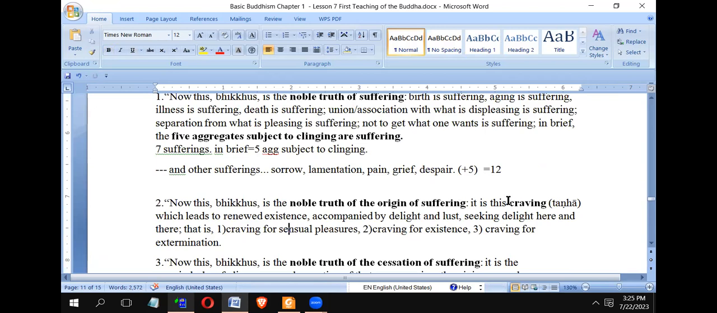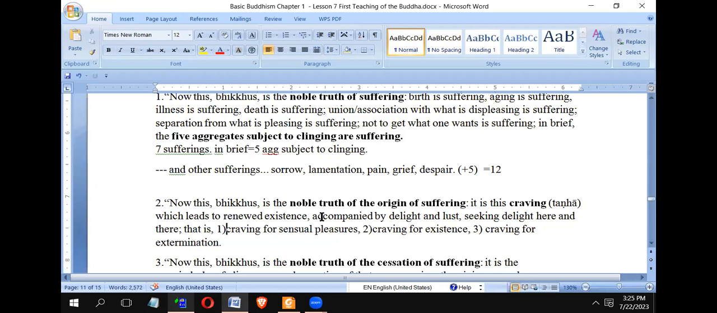Okay, this craving might lead to renewed existence, which means it causes future rebirth, accompanied by delight and lust, seeking delight here and there. Here and there means tatra, just now. We talk about anywhere, this life, that life, or any moment.